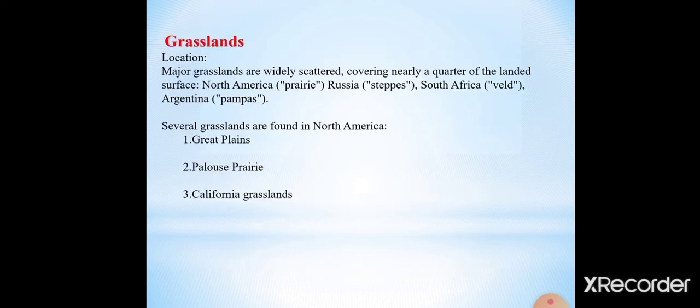Coming to the next one, that is the grassland biome. In this biome, the areas are continuously dominated and covered by various grasses. Here you will see a number of grasses. The grassland biome is one of the most widespread of all major vegetation types of the world.